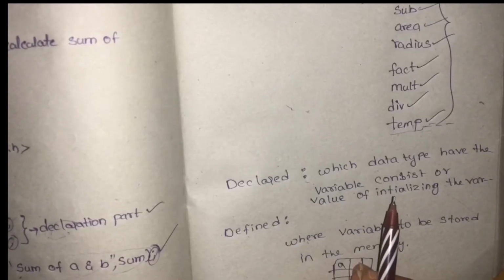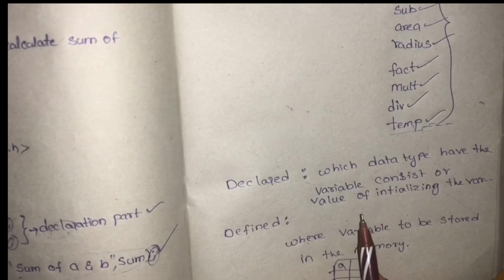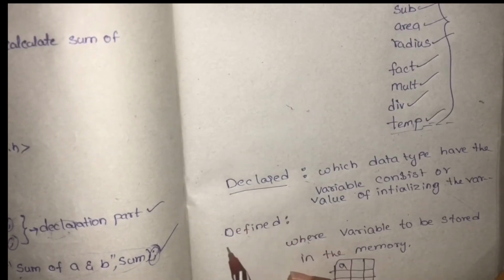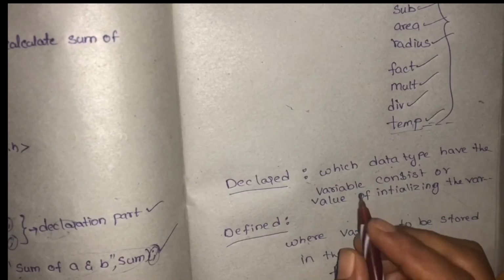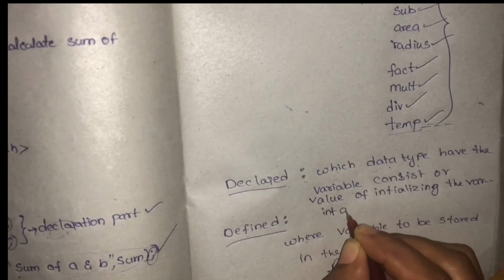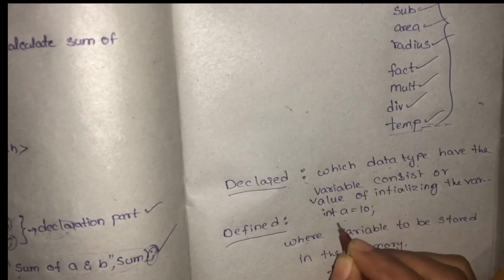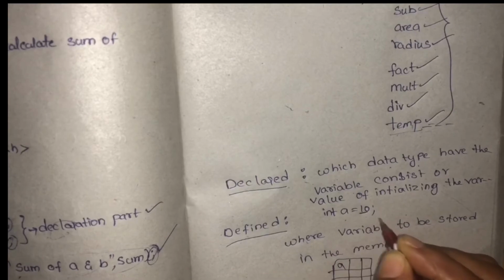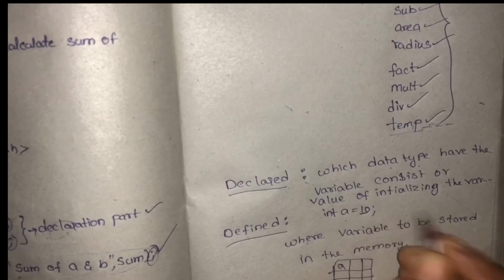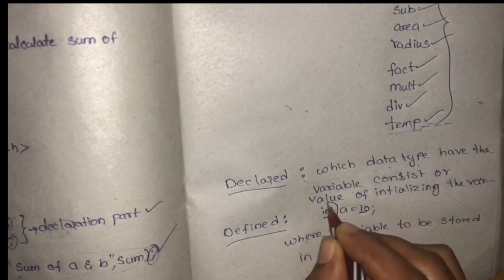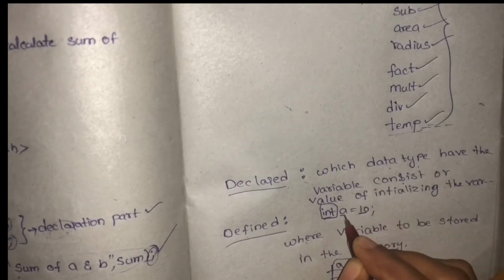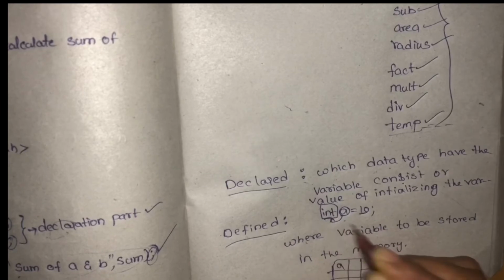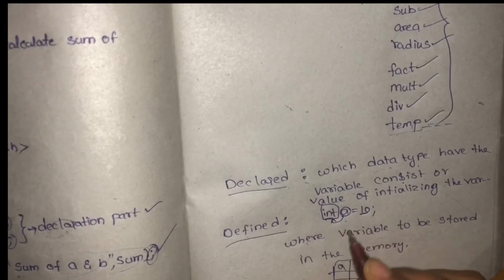Okay guys, before the end of this video, we need to know the difference between declaration and definition. Declared means which data type the variable has, or the value initializing the variable. For example, int a equals 10. I have initialized the value 10 here. This is one kind of declaration and this is the int data type. This variable consists of the int data type. This is also one kind of declaration.